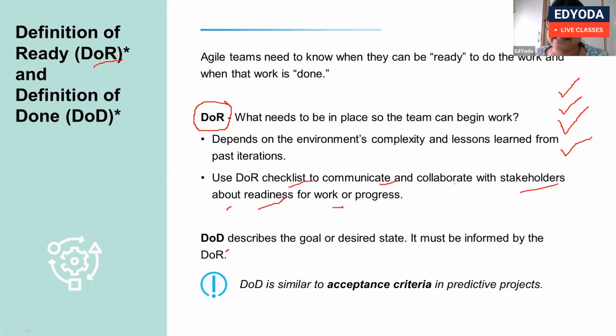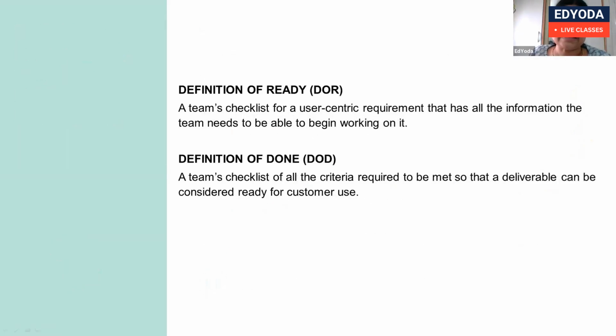Definition of done you can compare with the acceptance criteria. DOD is similar to acceptance criteria in predictive projects: what and all should be there so that I can accept this. That is the acceptance criteria. So DOD is similar to acceptance criteria. Okay, that's the definition written here.